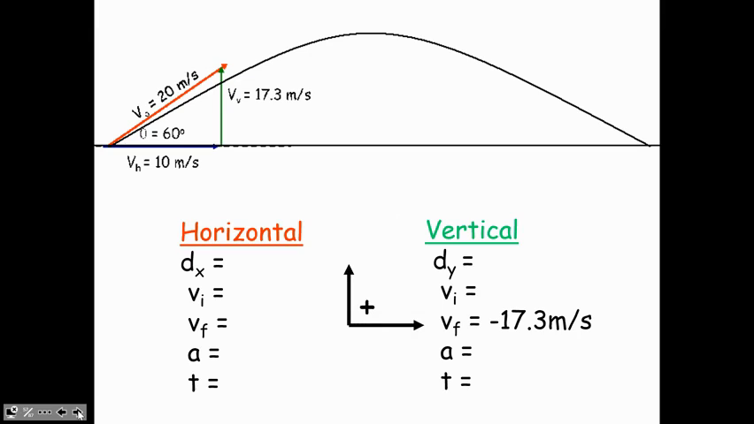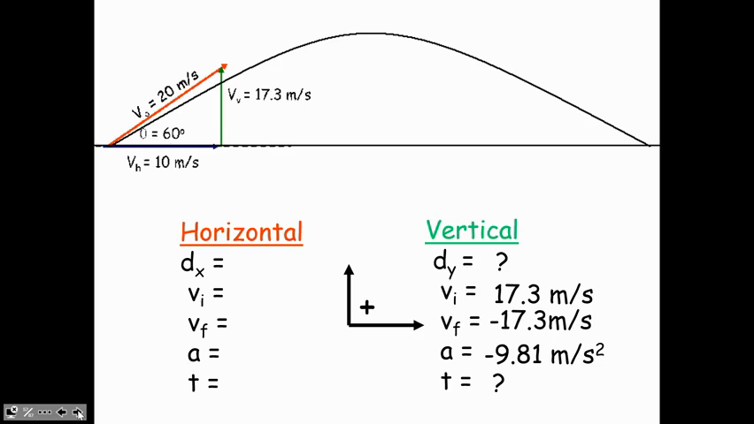So here, when making my tables of values, in the vertical direction, we do not know the vertical displacement, but we do know the initial vertical velocity, which is the component that we just solved for, as 17.3 meters per second. The final vertical velocity at the end of that parabola, right before it lands, will be the same magnitude, but the opposite direction as the initial vertical velocity. The acceleration is due to gravity, and we do not know the time the projectile spends in the air.